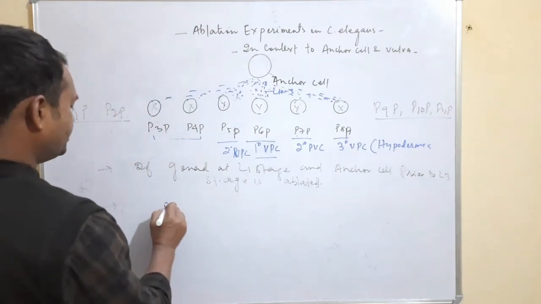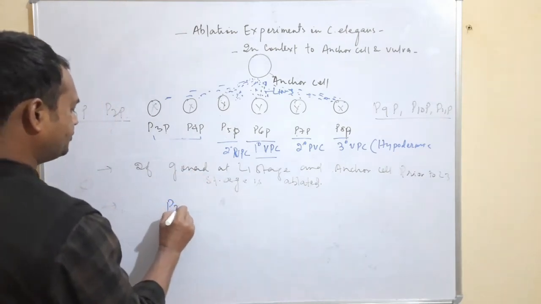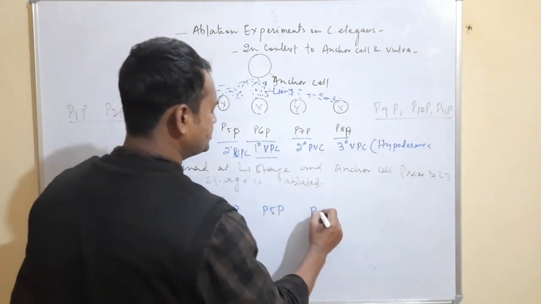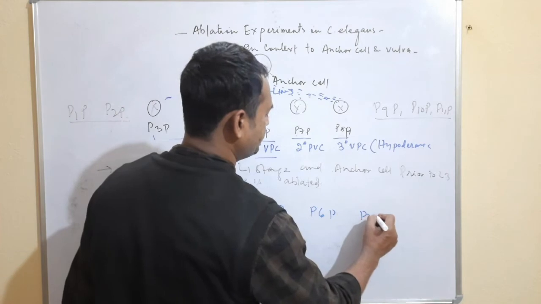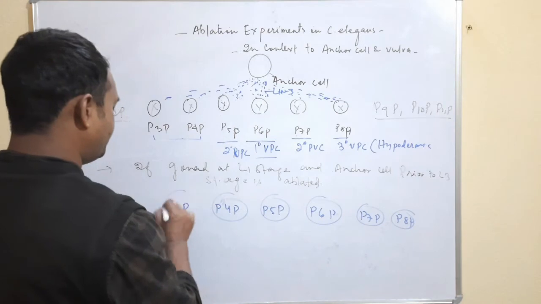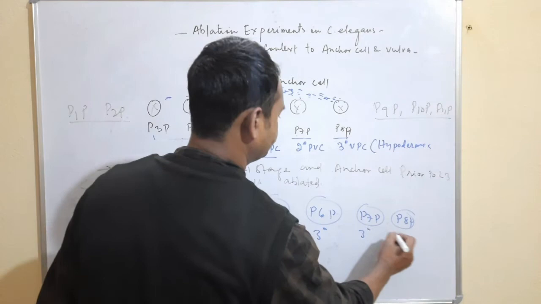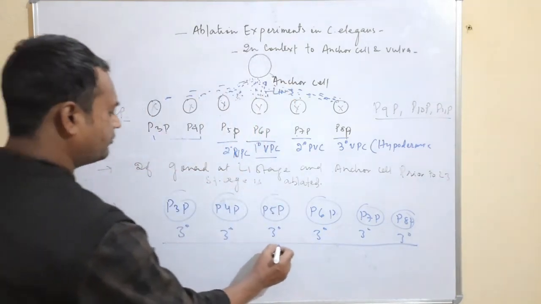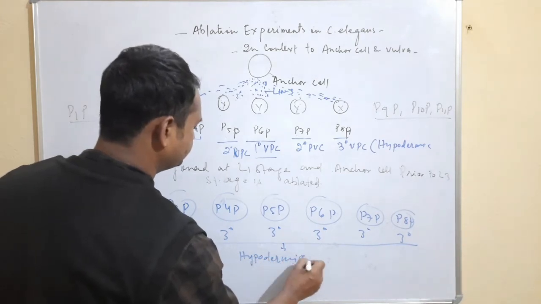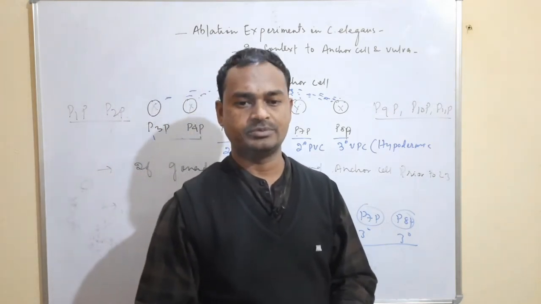So P3P, P4P, P5P, P6P, P7P and P8P all will acquire the fate of the 3 degree. And they will all form the hypodermis.